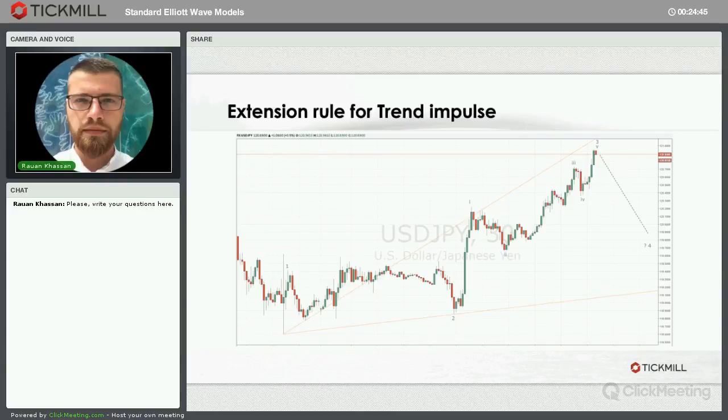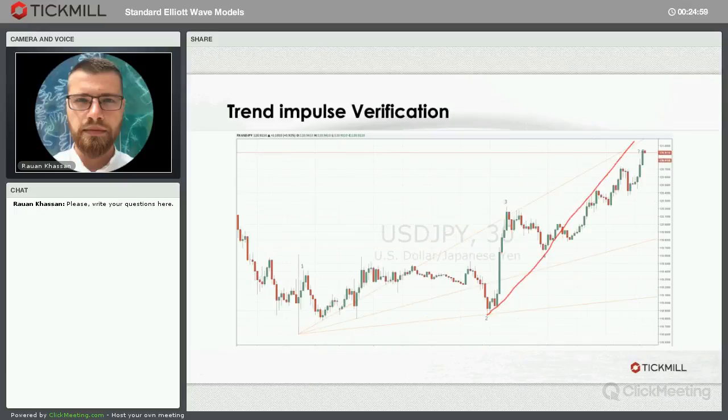By idea, the signal line which connects waves 2 and 4 should not cross the price value of the currency instrument until the impulse is finished. As shown on the previous chart, it's quite easy to notice that the price value falls below the signal line before it finishes on wave number 5.